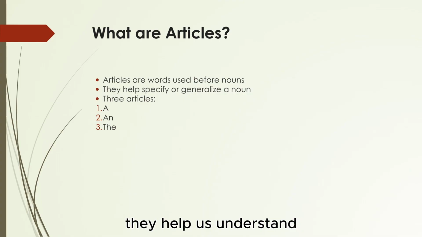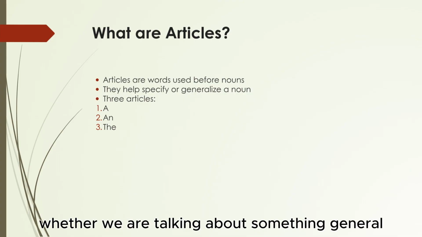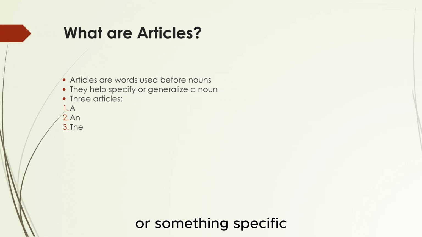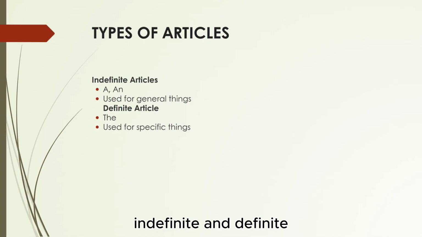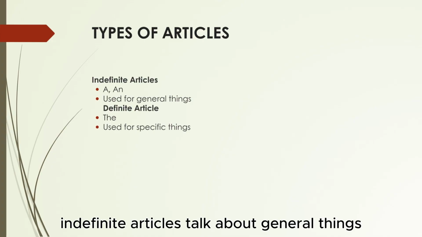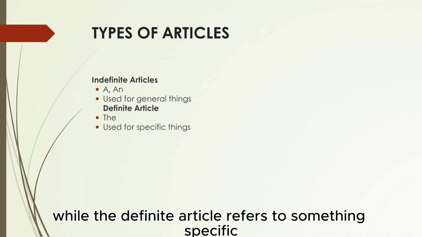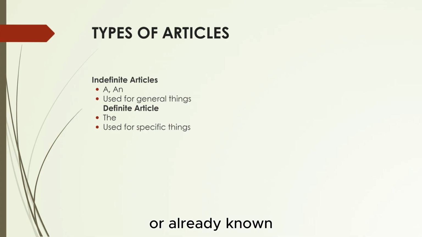They help us understand whether we are talking about something general or something specific. There are two main types of articles, indefinite and definite. Indefinite articles talk about general things, while the definite article refers to something specific or already known.